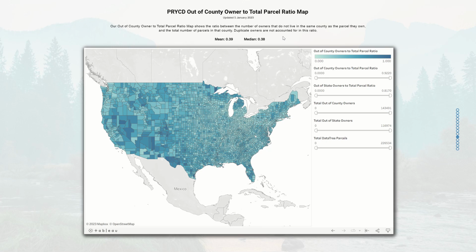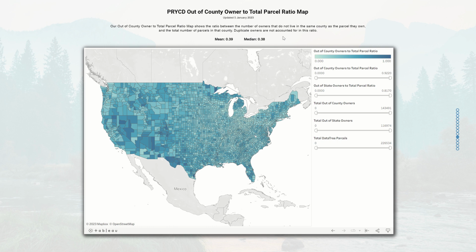Hey everyone, this is Max Edson, co-founder of PRYCD, and I'm here to walk you through our out-of-county owner to total parcel ratio map. And ultimately what this map is providing you with is a breakdown on a percentage basis of those property owners that own a property within a certain county but don't actually live in the county itself.